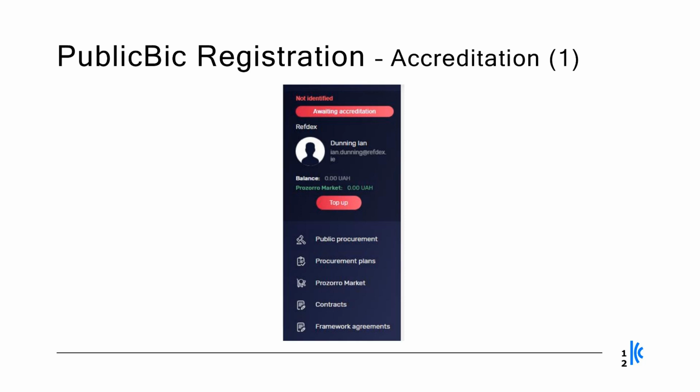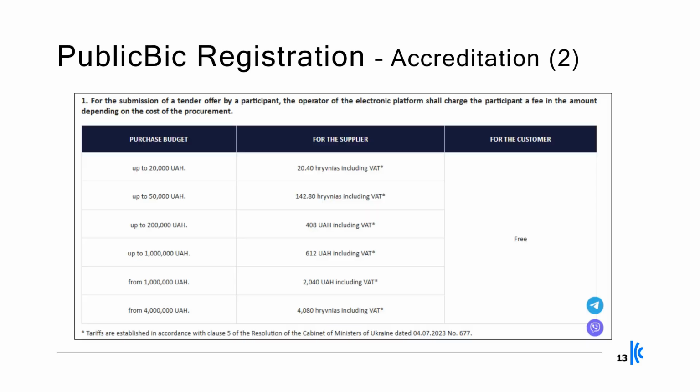If you now access PublicBid, you will see awaiting accreditation at the top left-hand side of the page. You can also see the button Top Up. I'll explain how these are to be used in the next 2 slides. Although there is no charge for registering with PublicBid, when you make a bid, there is a government fee to be paid. The amount to be paid depends upon the value of the project.